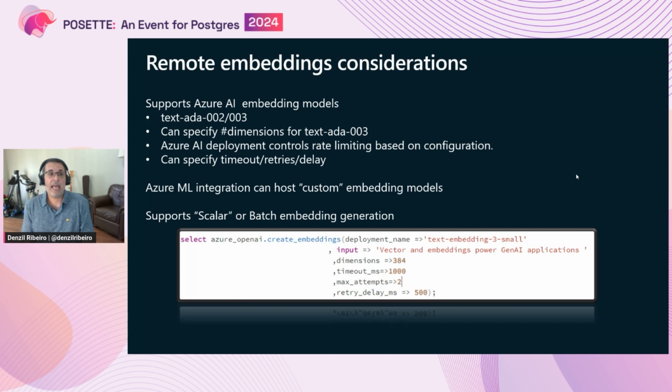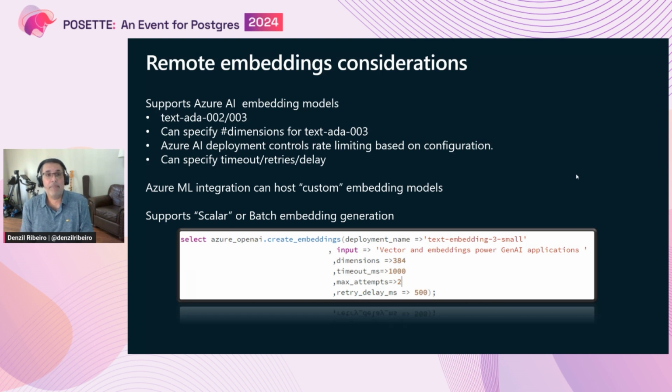Just remember that Azure AI deployments have a tokens quota that you configure for deployment, and that controls the rate of requests it can receive. So you can specify as part of the call timeout, retries, and delays in case you get rate limited based on the configuration of the deployment of Azure OpenAI.